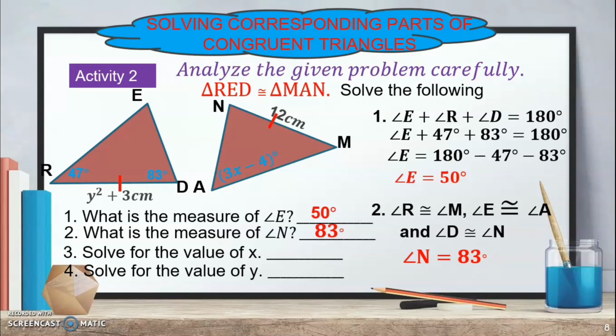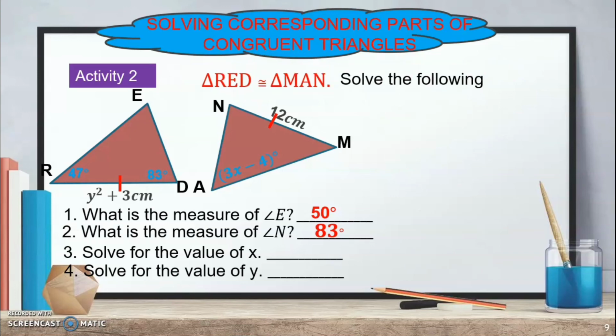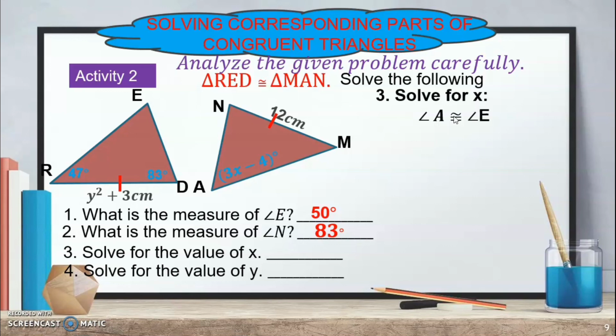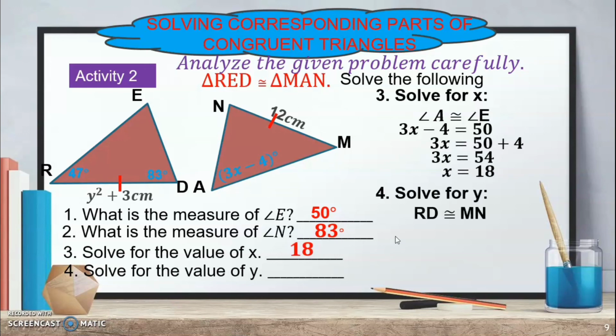Number 3, solve for the value of x. So, angle A is congruent to angle E. So, angle E natin is 50 degrees. Angle A is 3x minus 4. So, ito yung isa-solve natin, value ng x. So, transpose ang 4 sa kabila. 3x is equal to 50 plus 4. 3x equals to 54. By division property of equality, x is equal to 18. So our x here is 18 degrees.